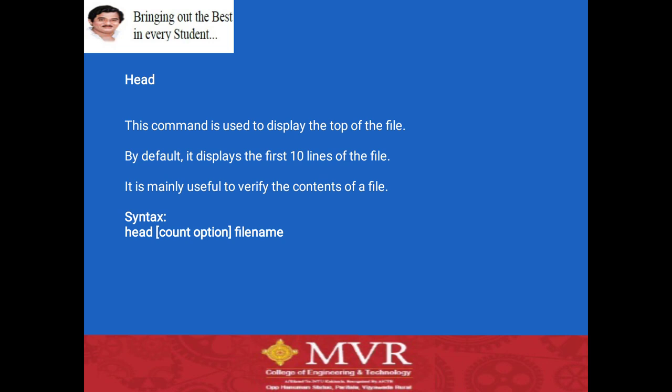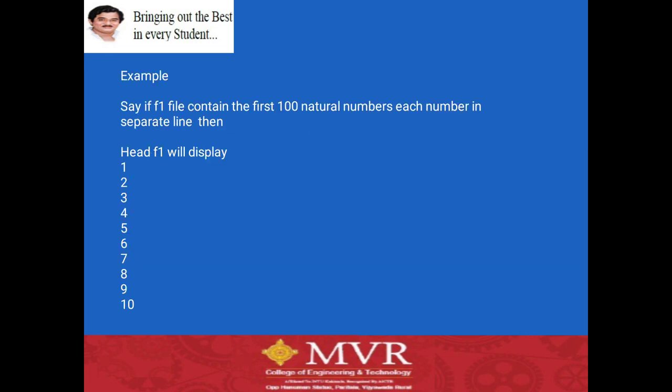So it is useful to verify the contents of a file. As I said earlier, if I want to check which type of content the file has, I can use this head command. The syntax is simple: head, count options, file name. Let us see with an example. For example, f1 is a file which has the first 100 natural numbers.